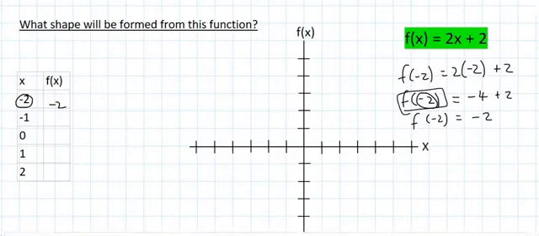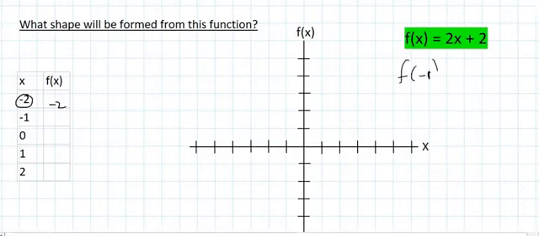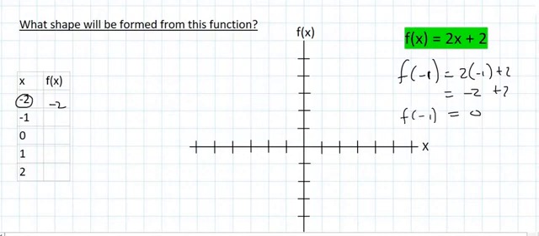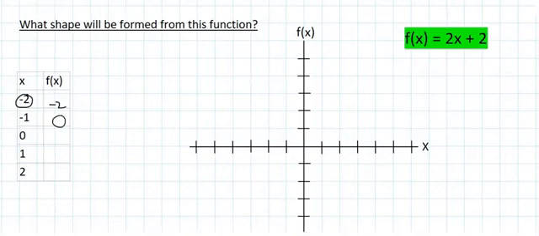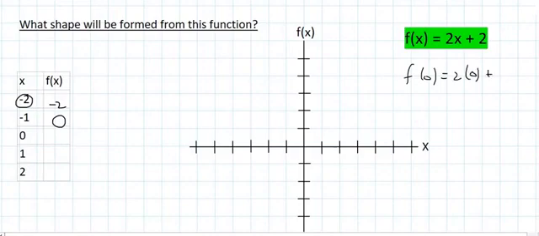Next, we're going to plug minus 1 into this equation. 2 times minus 1 is minus 2, plus 2 is equal to 0. So when you plug minus 1 into this equation, you end up with 0. So that's going to go over there. Then we're going to plug the number 0 in the place of x. Wherever we see x, we're going to replace it with a 0. On the right hand side, we're going to get 2 times 0, which is 0, and 0 plus 2 is 2. So when you plug 0 into this function, you end up with 2 as your output number.